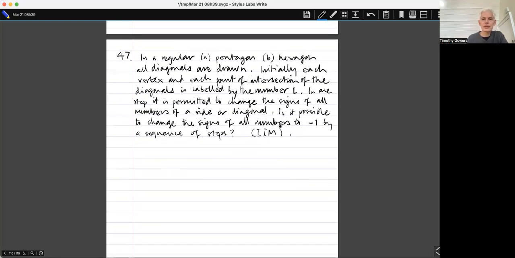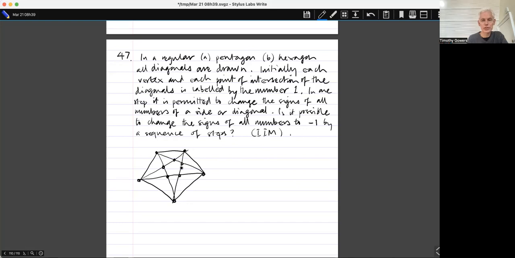So my only anxiety, so that says a 1 there, let me just write that a bit more clearly, 1. My only anxiety about this is what a diagonal is. So I think in the case of a pentagon, it's fairly clear that a diagonal means one of these things, which means that I have 1s at all these 5 points, 1s at all these 5 points.